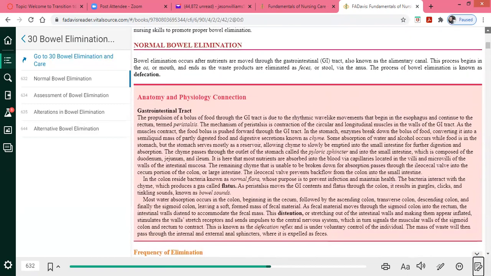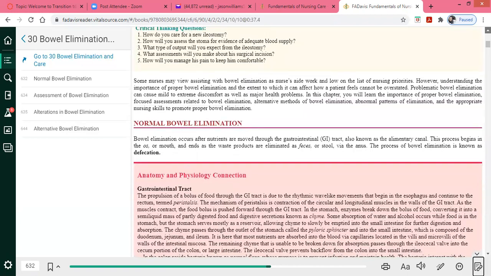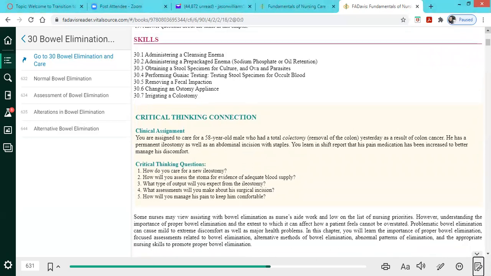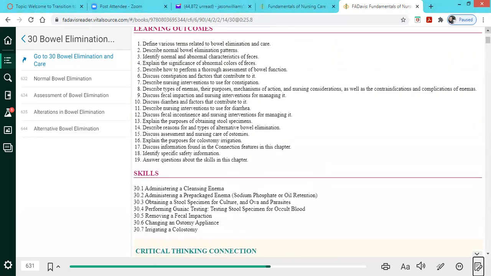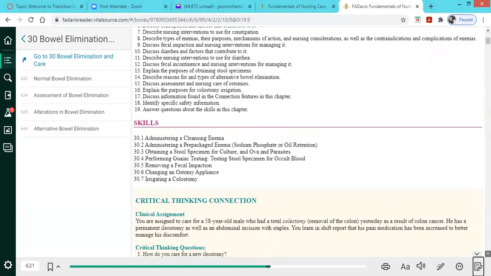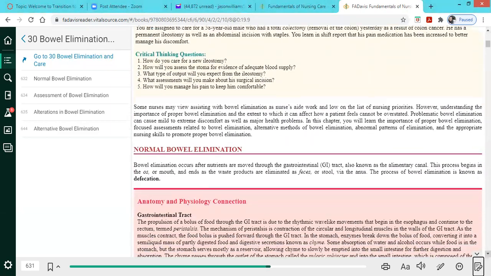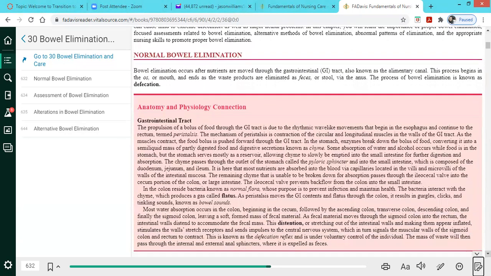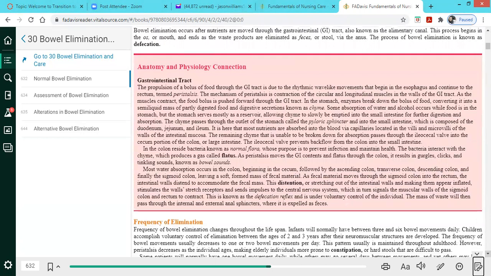It talks about the anatomy and physiology connection. Can you all describe the digestion process and the organs that food passes through, the whole process? When I think about the digestive process, I tend to compare the mouth to the anus to a straw. Pretty much what goes in that straw must come out that straw.